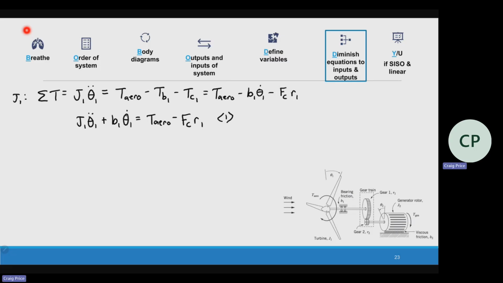Is this a good equation? I have a negative in there. Did I do something wrong? No, it's on the input side. The output side was theta. This is all positive. It's stable. That's good.